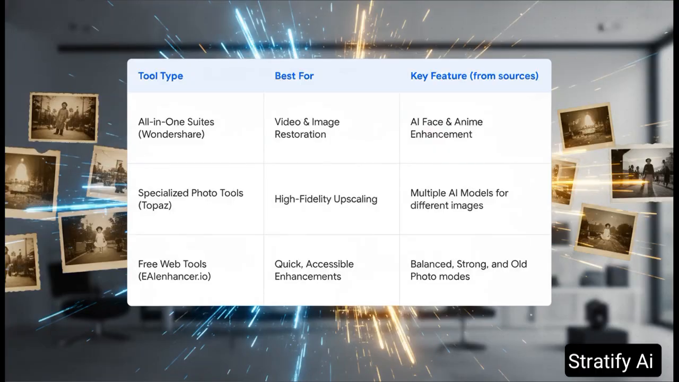And you know what the best part is? This kind of tech is way more accessible than you might think. I mean, there are tons of tools out there for this. You've got the big, powerful, all-in-one suites like Wondershare that can tackle both your old videos and your photos. Then you have the super specialized tools like from Topaz that have all these different AI models you can choose from to get these just incredibly high-quality results. And hey, there are even some really capable free tools on the web that you can just fire up in your browser and use right now.